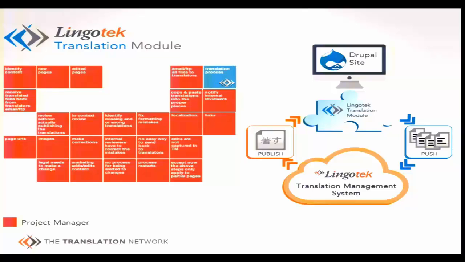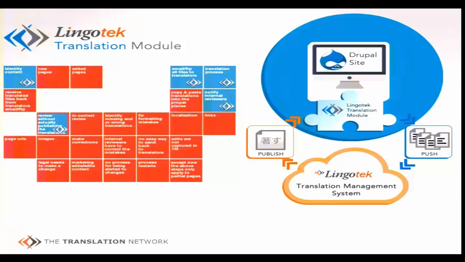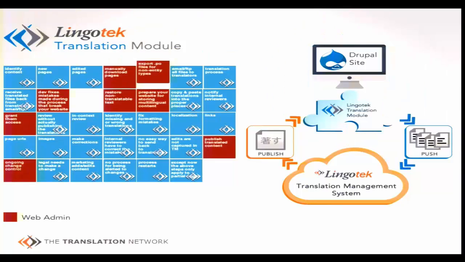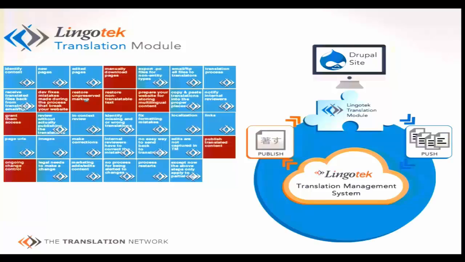So getting back to our boxes here, basically what we're doing, red means manual and blue means automated. And there we are sitting there with the only automated step in our traditional process being the translation agency completing the translation. We're basically, by installing the module, turning all these other boxes blue. Each of these steps occurs, but by virtue of the Drupal module and the TMS, they're all automated.